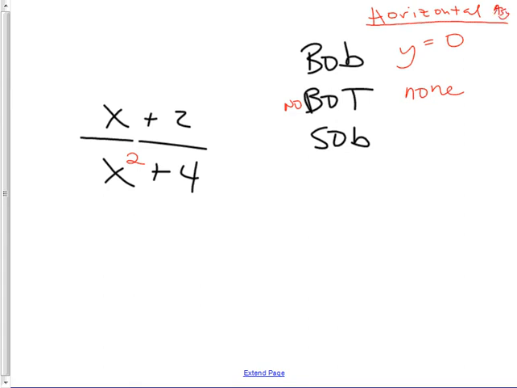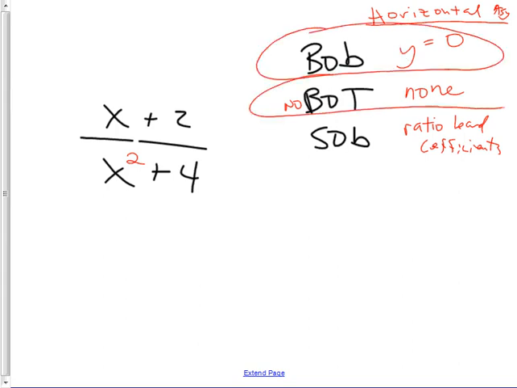Horizontal asymptotes. And then same on both. Those are an SOB to figure out. They're the harder ones to figure out, because they're a ratio of the lead coefficient. All right. Or you could say they will make you sob because they're so hard to figure out. Anyway. Okay. So Bobs are just y equals 0. Simple. No bots, as in bigger on top, then there's no asymptotes of this kind. And the same on both is the hard ones to figure out, and they're a ratio of the lead coefficients. The lead coefficient here would be 1 and 1.